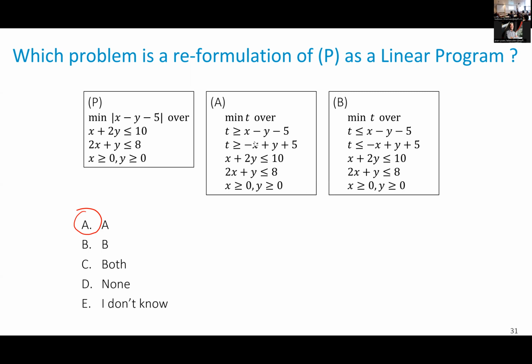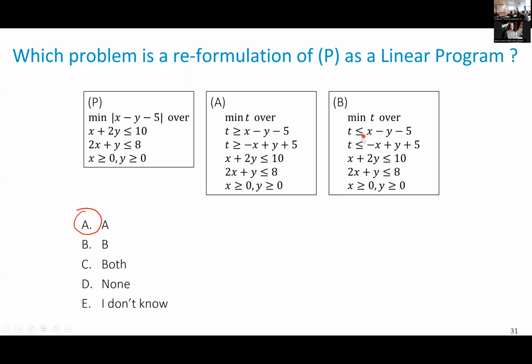Therefore, I can apply the max removal transformation, which says my objective function is the max of two terms. For each of the terms, I introduce a constraint. I introduce one dummy variable for each function which is a max, so here, one, t. And for each term, I introduce the constraint that t is larger than each of the terms here, which are the two opposites. Of course, B is wrong because the inequality is in the wrong direction.